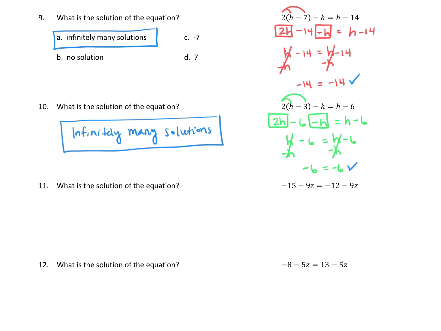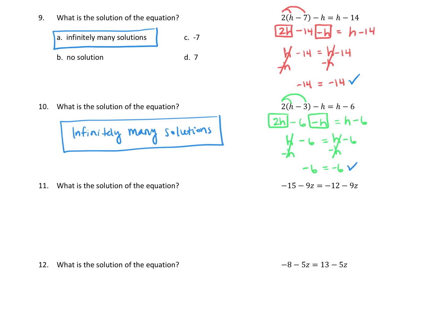All right, number 10. What I would like us to notice here is there's no distributing, but I have a variable on the left side of our equation and a variable on the right side. So when you have variables on both sides, you need to get your variables to the same side first. Don't do anything with that negative 15 and negative 12. I know you want to, don't do it. We're going to get our variables to the same side.